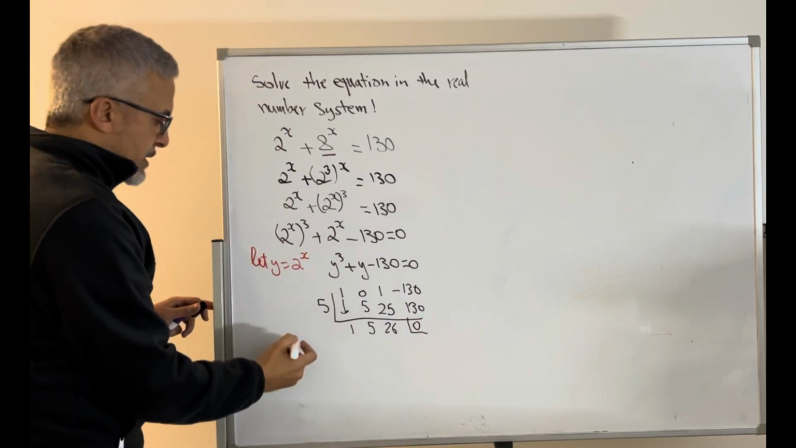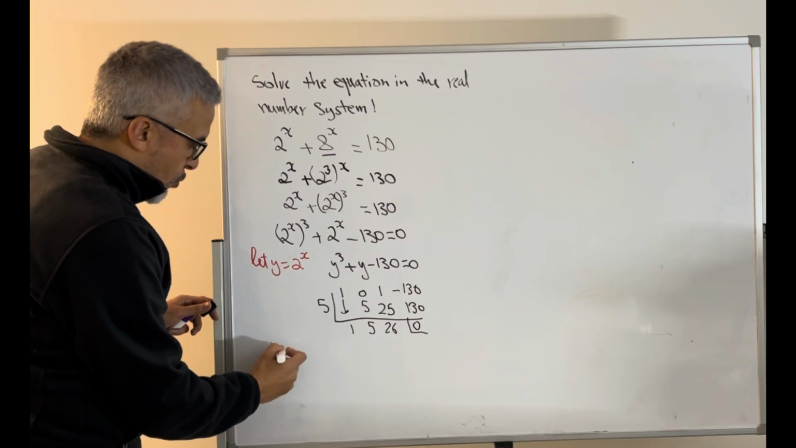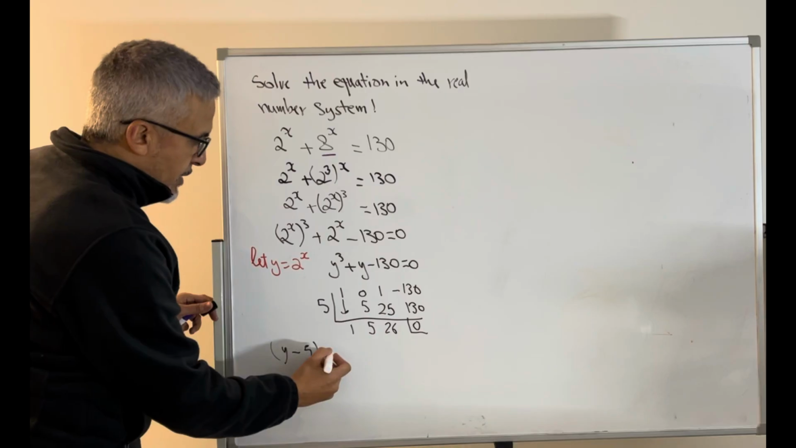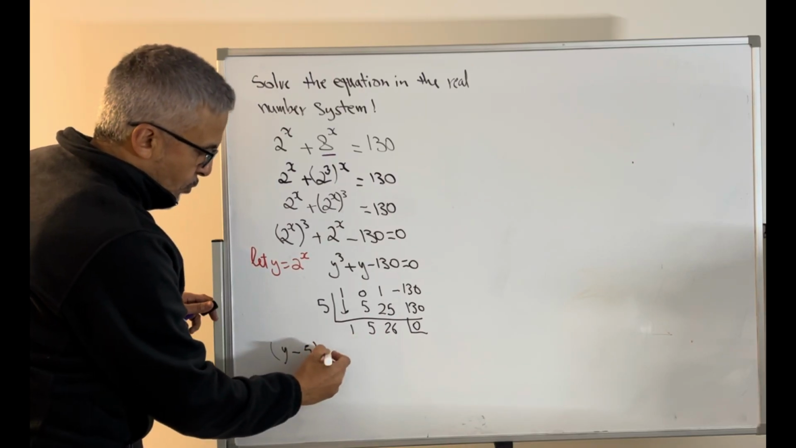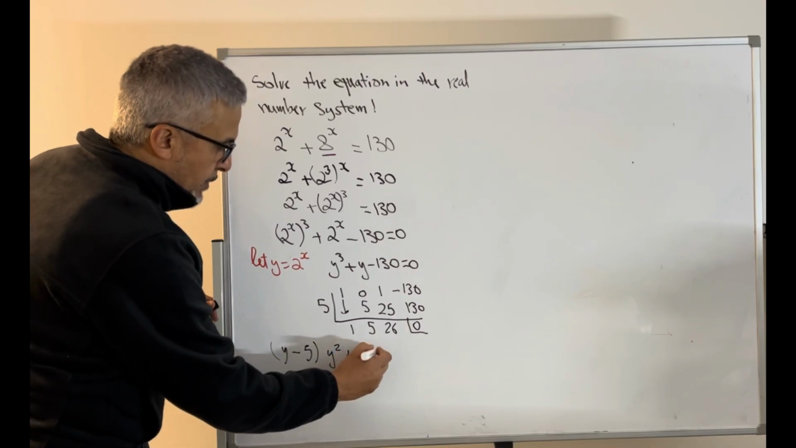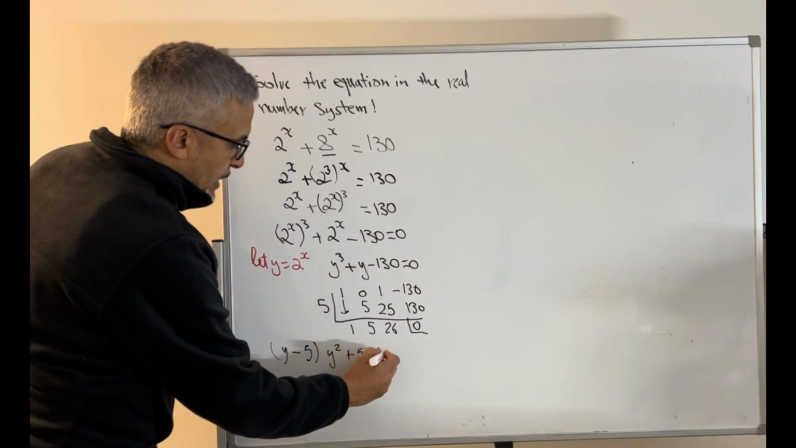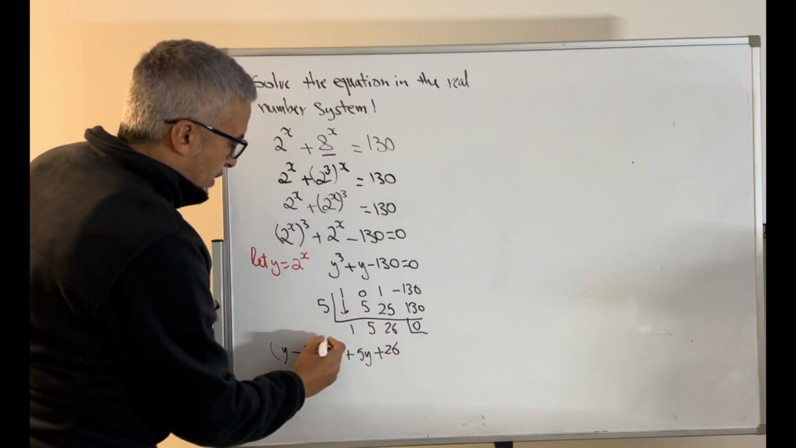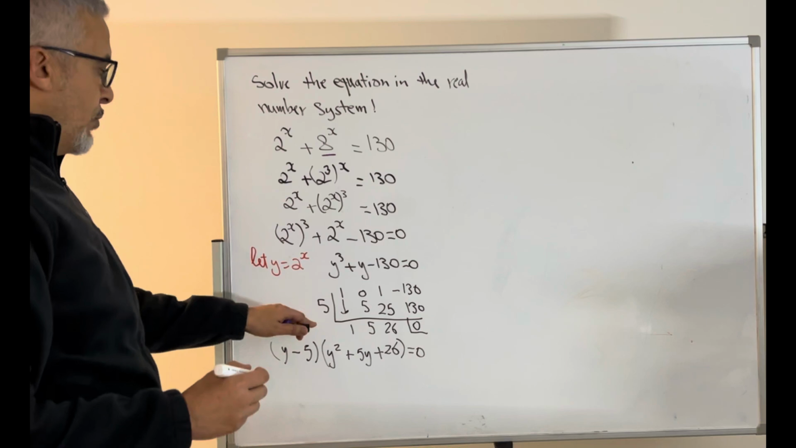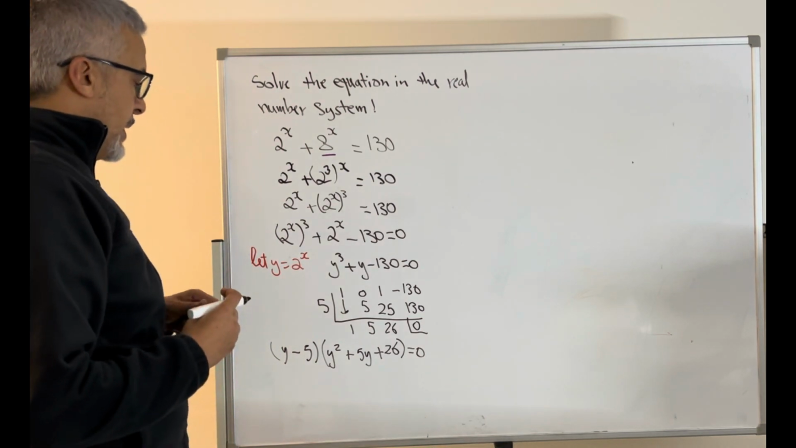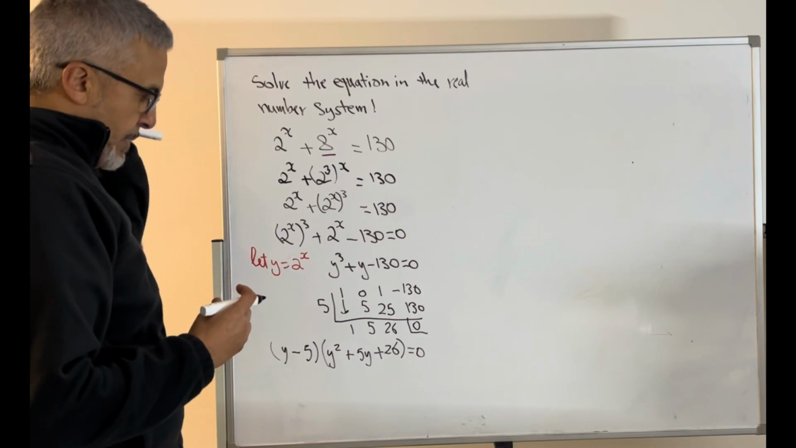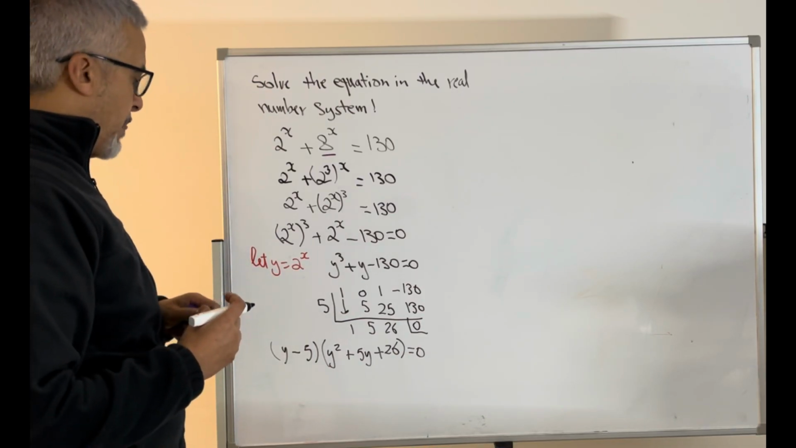So now this equation factored into y minus 5, and from here we have y squared plus 5y plus 26 in brackets equals 0. So any of you who forget how to factor higher degree than a quadratic, cubic functions and so on, maybe just go and review that, but that's how we do it.